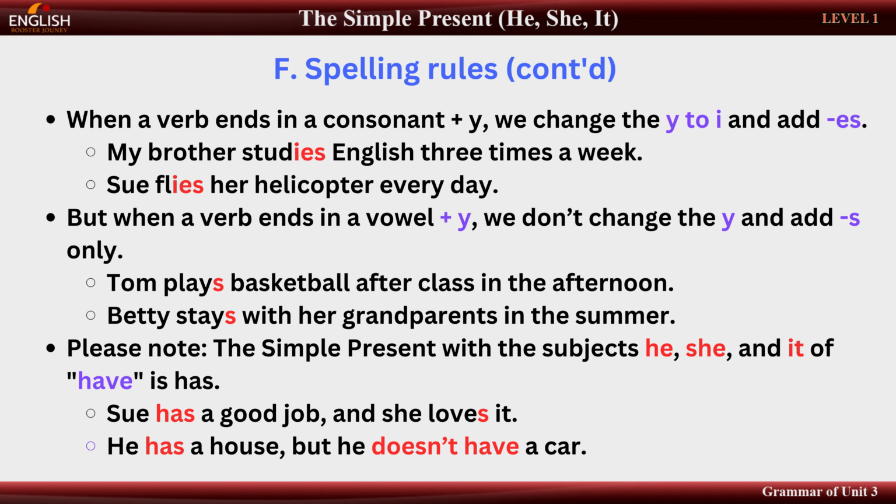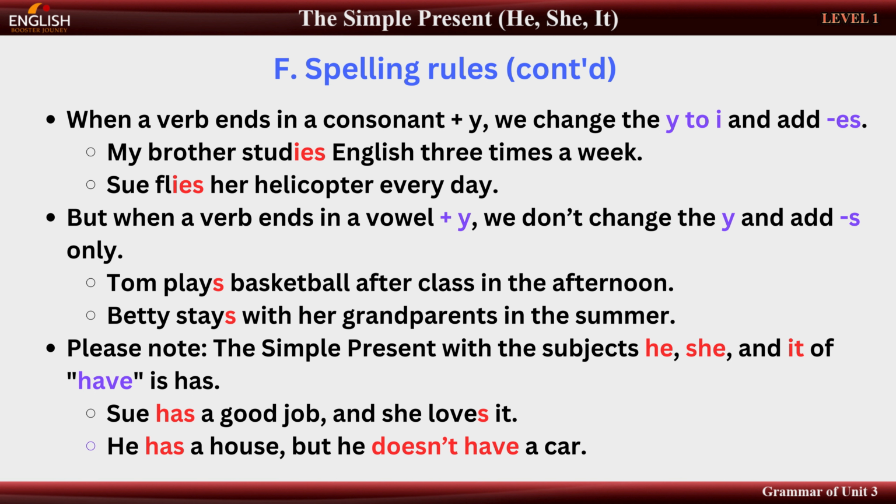When a verb ends in a consonant plus y, we change the y to i and add es. My brother studies English 3 times a week. Sue flies her helicopter every day. But when a verb ends in a vowel plus y, we don't change the y and add s only. Tom plays basketball after class in the afternoon. Betty stays with her grandparents in the summer.